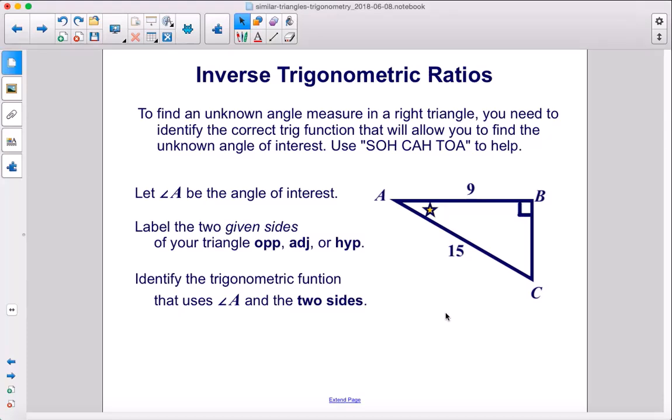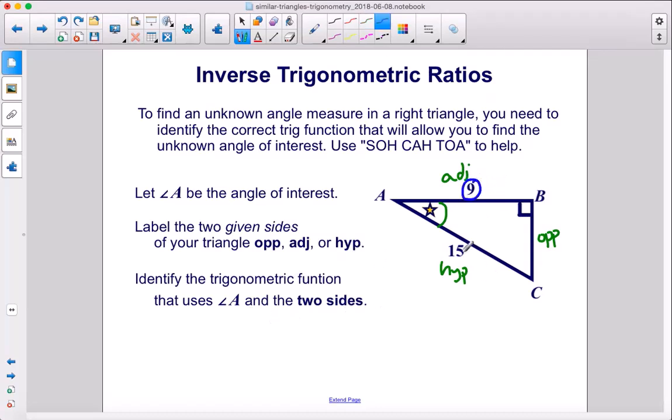To find an unknown angle measure in a right triangle, you need to identify the correct trig function that will allow you to find the unknown angle of interest. Use SOHCAHTOA to help. Let angle A be the angle of interest, which is right here. Label the two given sides opposite, adjacent, or hypotenuse. Identify the trigonometric function that uses angle A and the two sides. So here we have values here and here, so adjacent and hypotenuse.